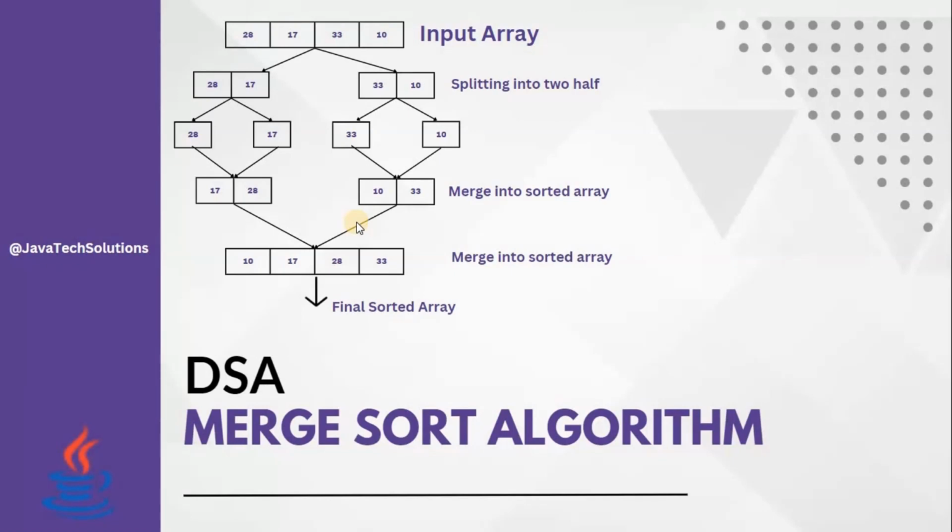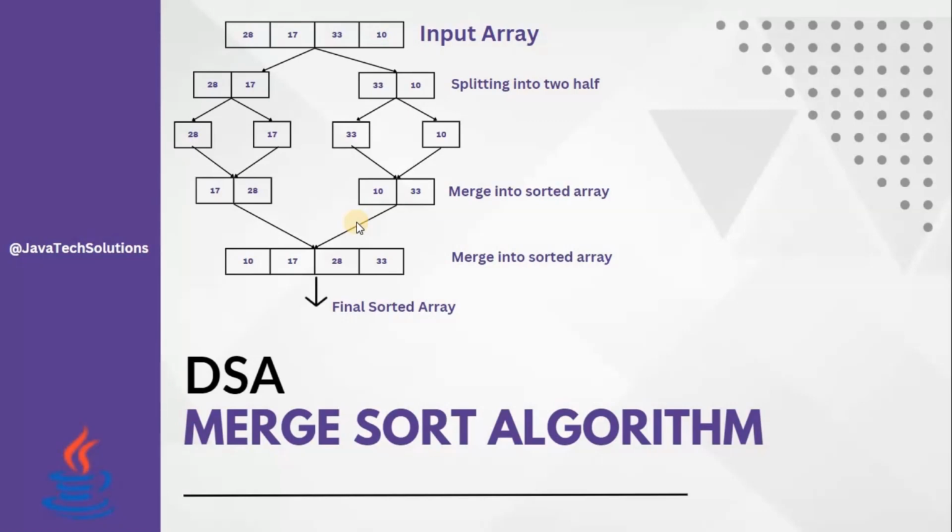Previously, I've also explained how to sort array elements using bubble sort, selection sort, and insertion sort. Those are already available on my channel. You can go there and check those out. I also provided the code for this using Java, and it is available in the repo, so you can check how it works.